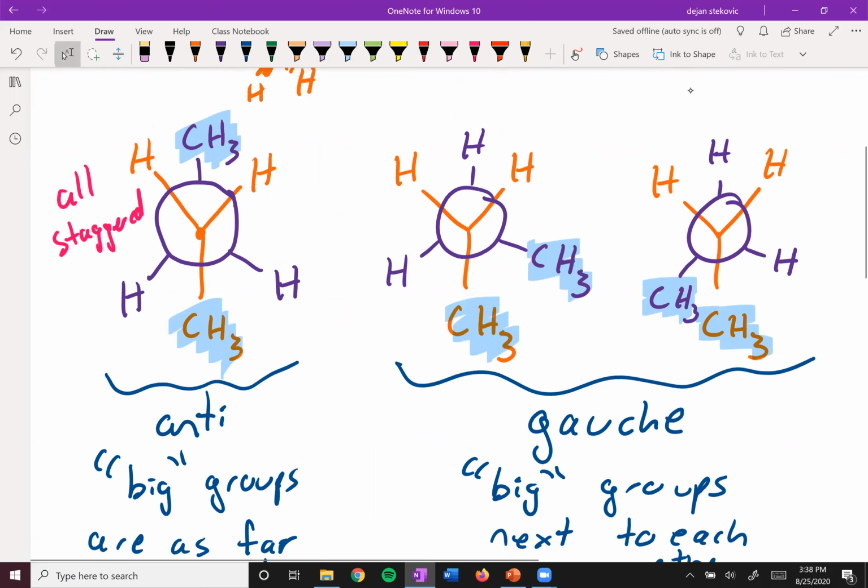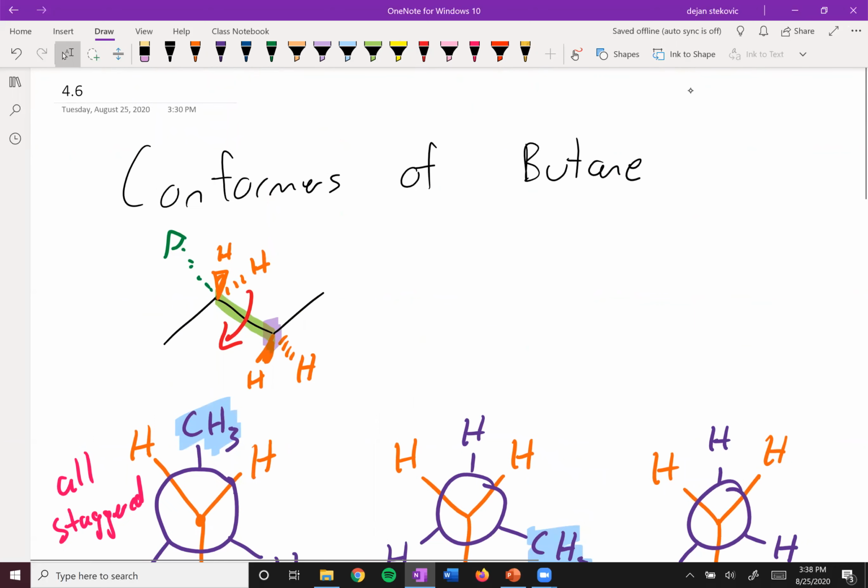So just get some practice looking down these bonds and trying to predict what would maybe be the highest or lowest energy conformer.